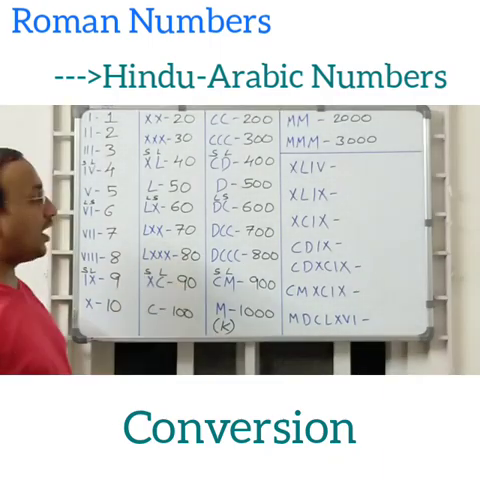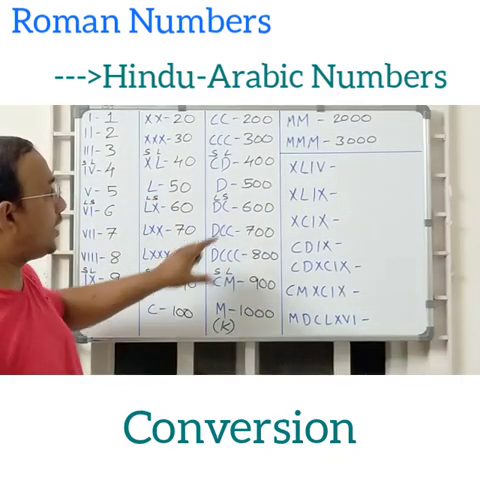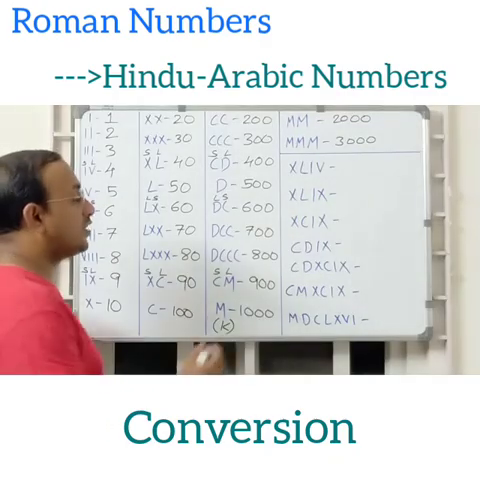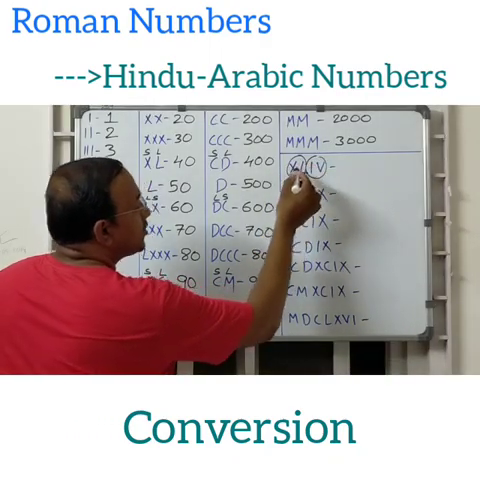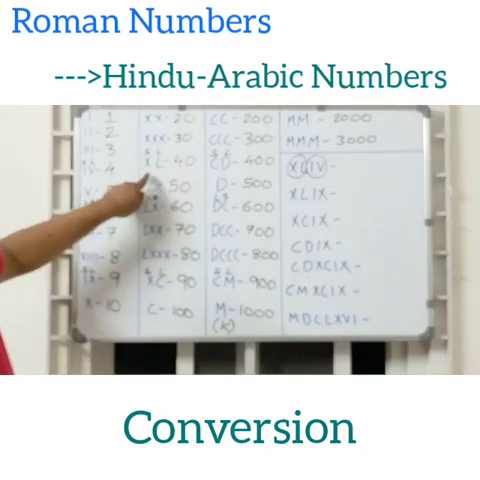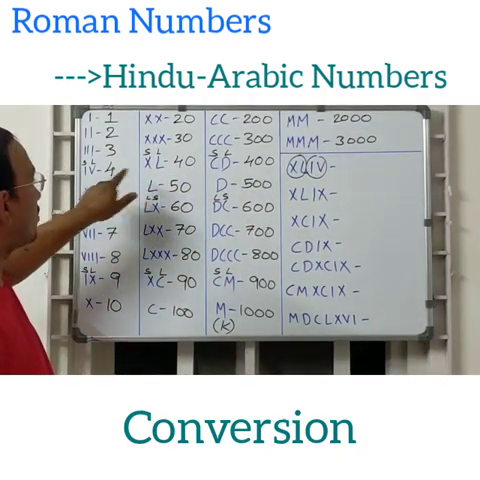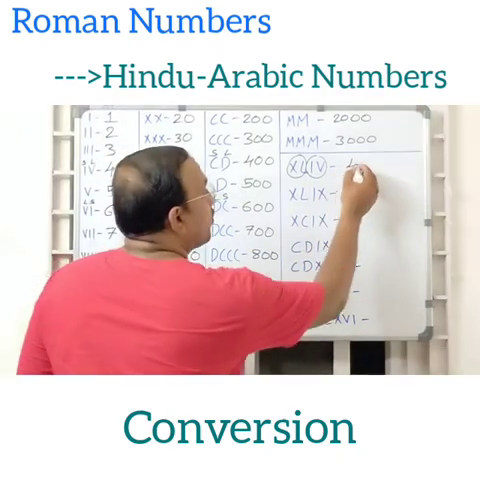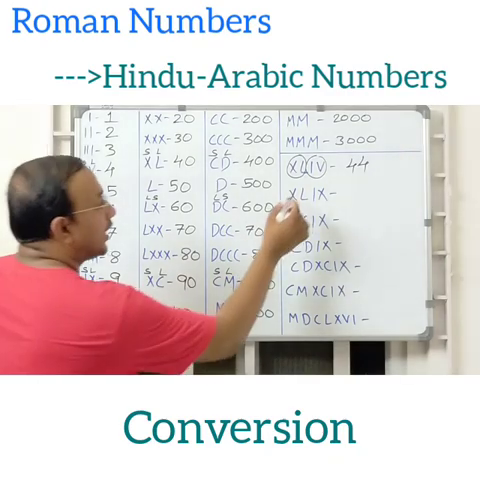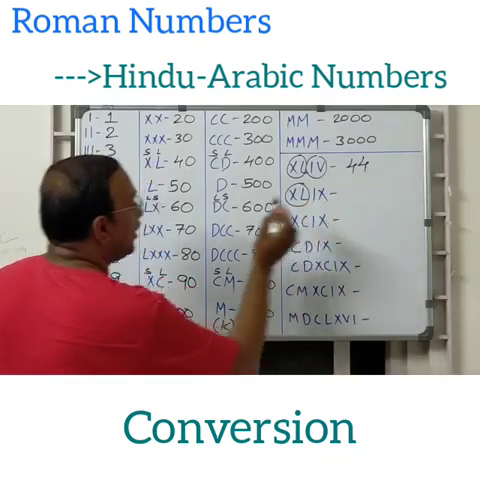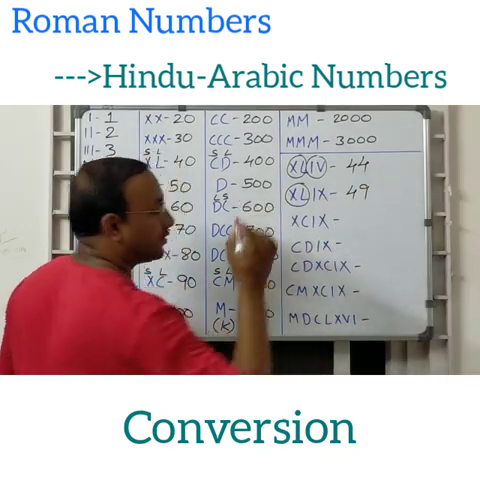Next. Now, we have some interesting Roman numerals. We must be smart in using whatever we completed here. Ready, friends? Here you can observe XL and IV. XL you already know, it's 40, and IV is 4. So what is the number, friends? 44 is this Roman numeral. Okay, friends? Next. XL is 40 and IX is 9. So it's 49.